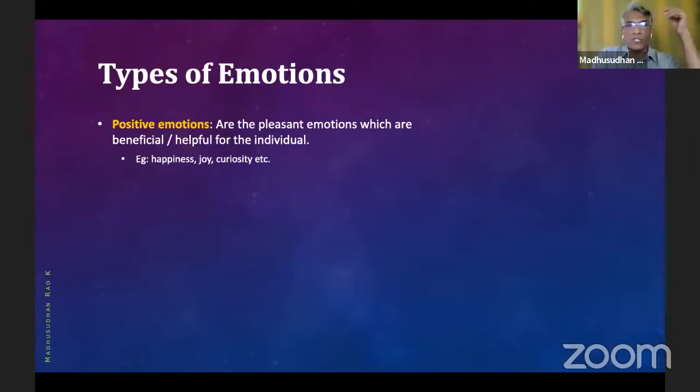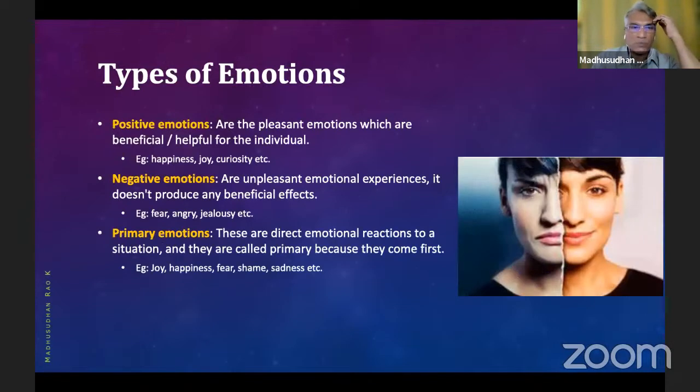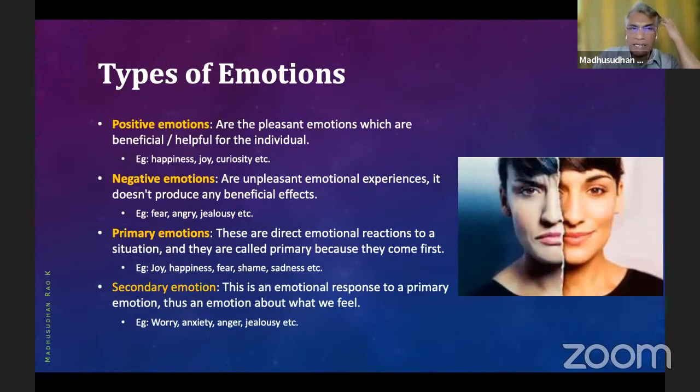Types of emotions: positive, negative, primary emotions, and secondary. Positive, for example, happiness, joy, curiosity, etc. Negative emotions: fear, anger, jealousy. Unpleasant emotional experience doesn't produce any beneficial effects. In fact, they produce a negative effect in the body. Chemical exchange will have a negative effect in our body. So positivity is always good.